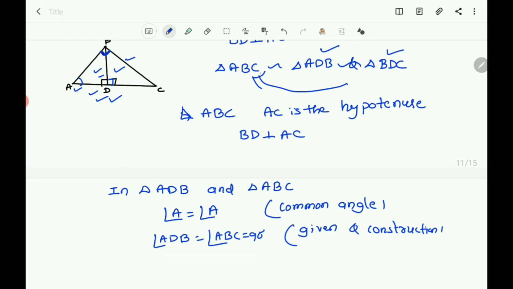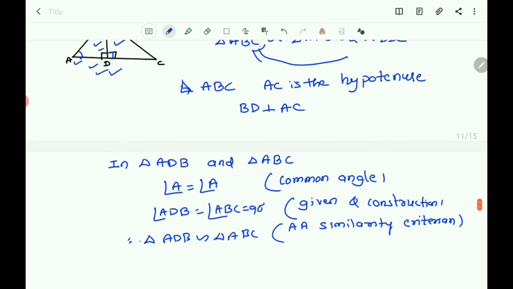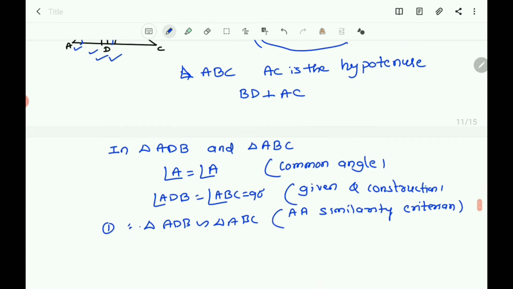As BD is perpendicular to AC, angle D, that is angle ADB, is equal to 90 degrees. So then you can write, therefore triangle ADB is similar to triangle ABC according to which similarity criterion? AA similarity criterion. Now here you consider this as the first.